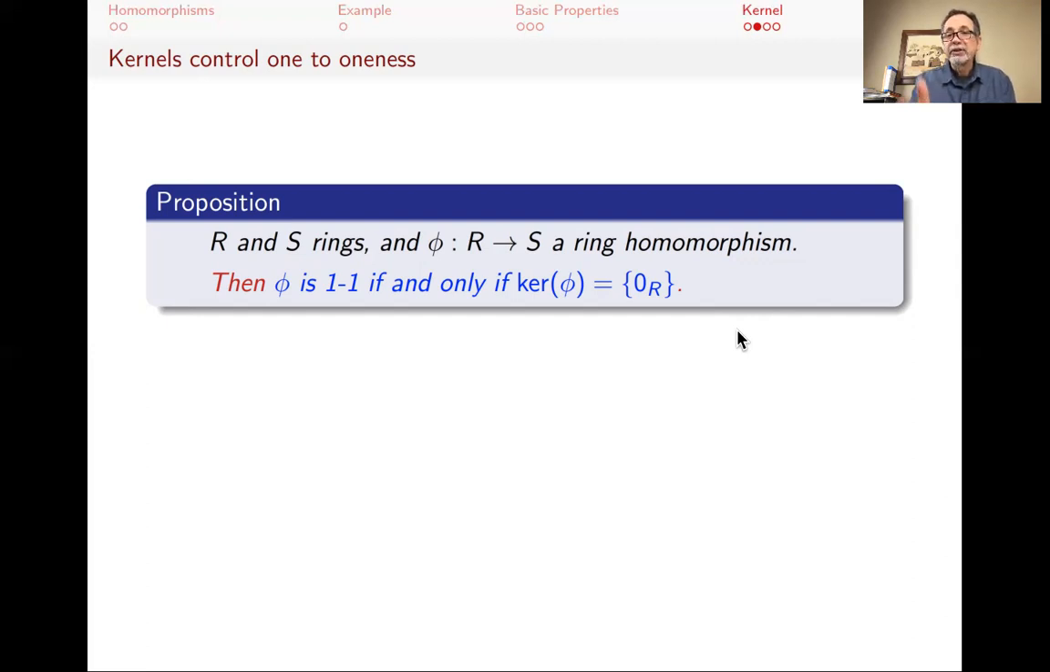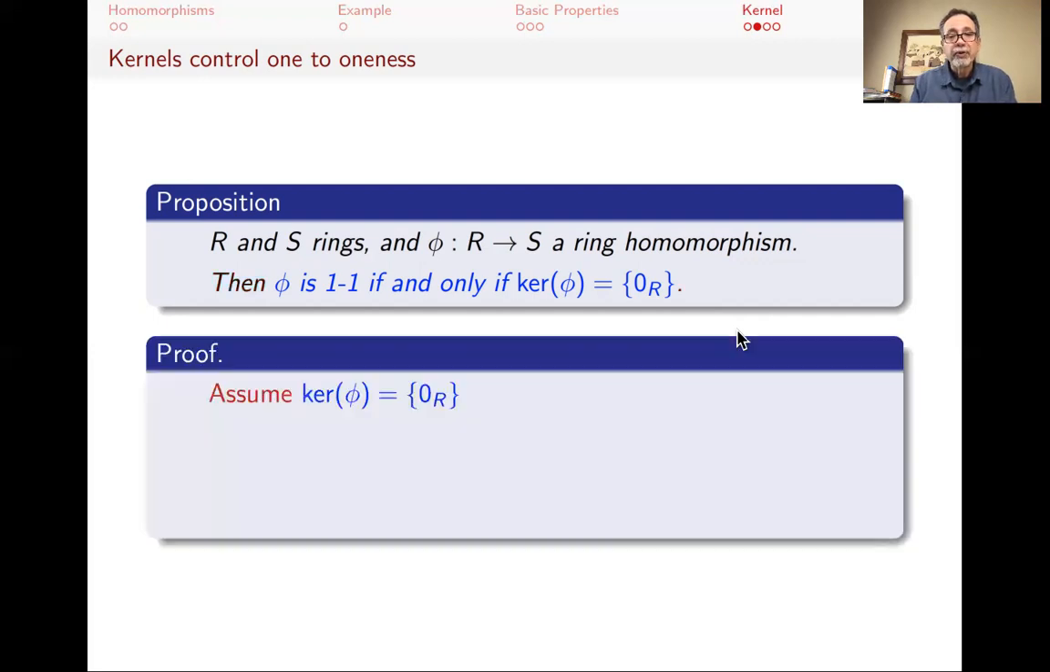I'm going to give the proof of this, although this proof follows from group theory, and usually I don't redo the proofs from group theory. It's just that it's simple enough and an argument that you should really know. But note which direction of this proposition actually has content. Of course, if phi is one-to-one, then that means no two elements go to the same place. We know zero goes to zero, so nothing else can go to zero. Zero of R goes to zero of S, so nothing else can go to it. So that part follows from the definition of one-to-one.